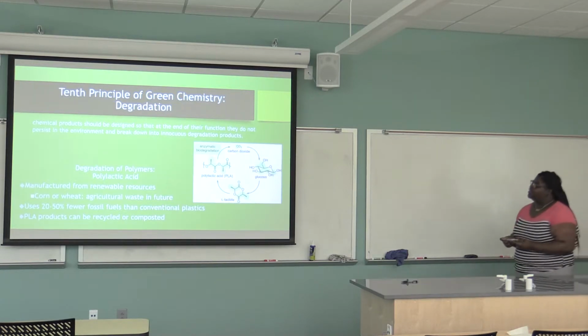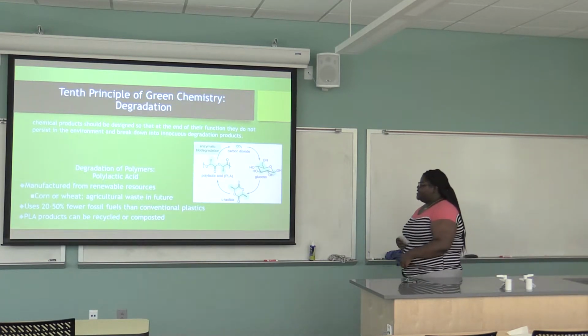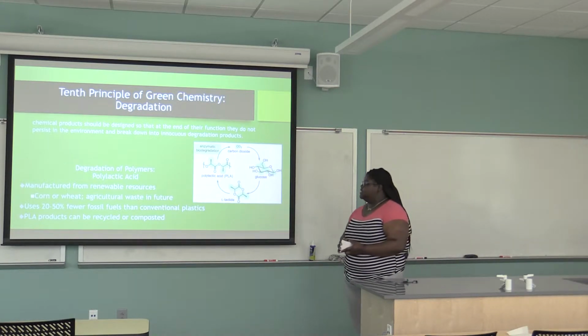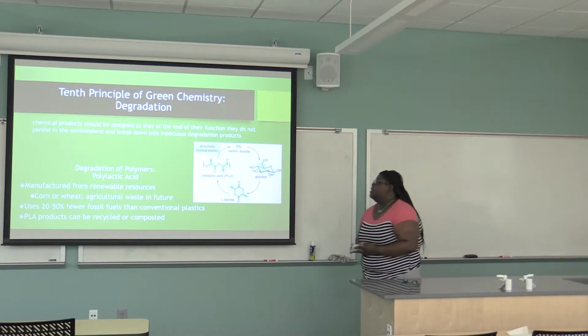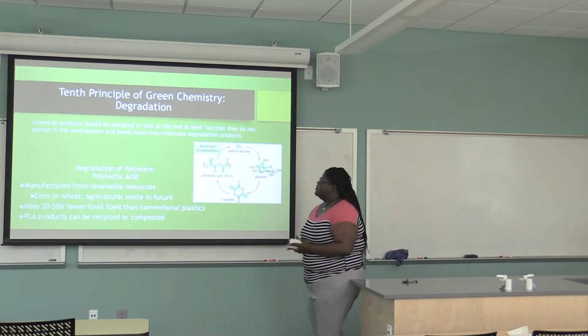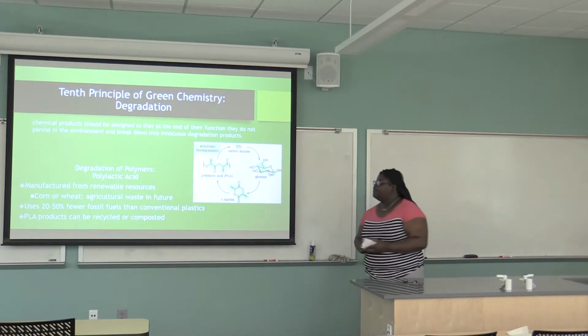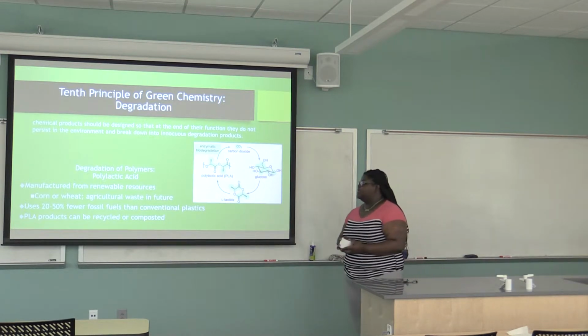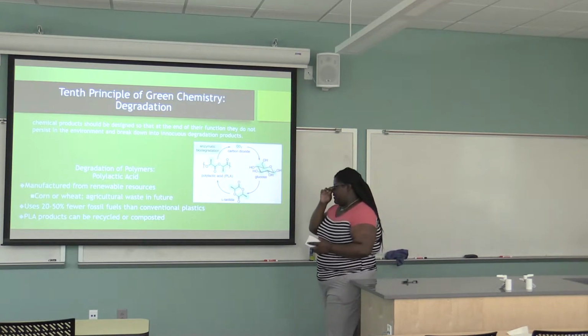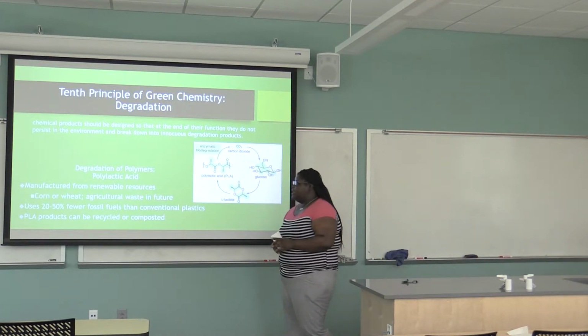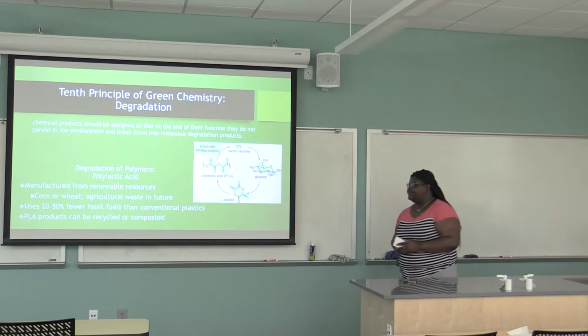The 10th principle is degradation, which is really summing it up to biodegradable as well. Products should be designed so at the end of their function they do not persist in the environment and break down into degradation products. So we use stuff like corn and wheat and agricultural waste in future.